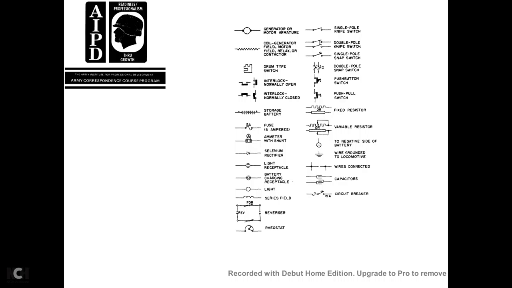Single pole snap switch is like a little door swing. The double pole snap switch also has double parallel lines, and both switches snap at the same time. A push button shows the switch as a lever, kind of like an interlock, normally open. Push-pull switch is also similar.